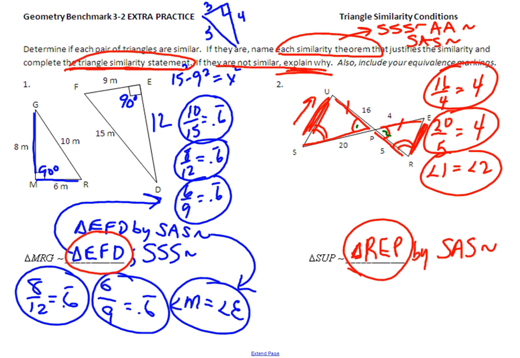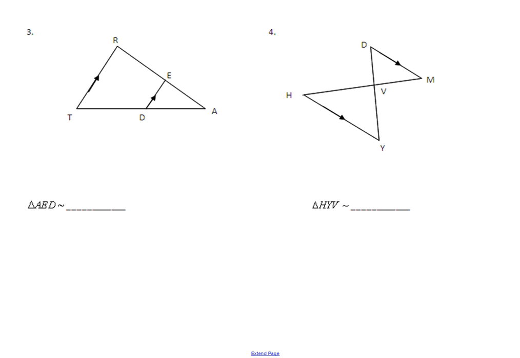It does say include your equivalence markings. Okay, that means like pretty much my angles, because I use this angle and this angle. You might use different angles, and that's kind of what's going to happen in the next problem, because you have choices. Well, especially, yeah, we'll just do this one.